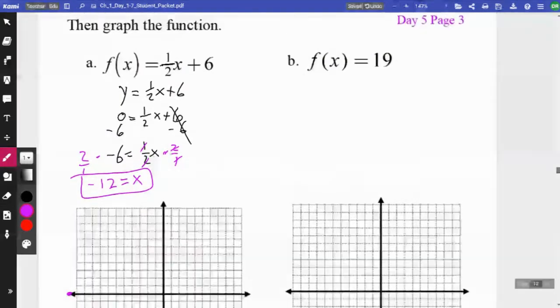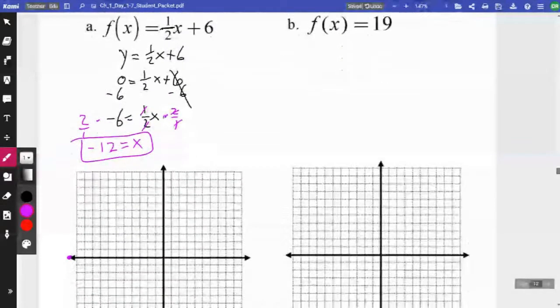But if I wanted to graph it using slope-intercept form, I go up 6: 3, 4, 5, 6. That's right there. And then 1/2, so up 1, right 2. And if we followed, this point here should line up. Down 1, left 2. Down 1, left 2. Right there. Cool. The next one's a little weirder.